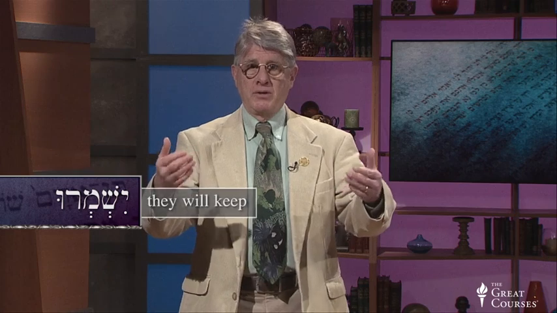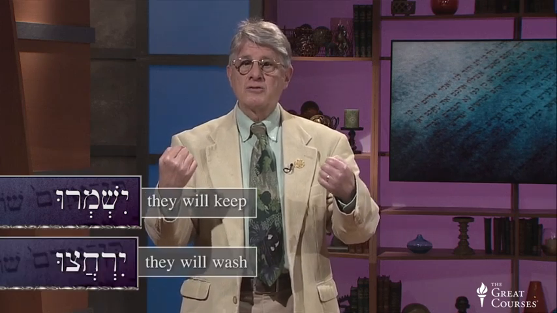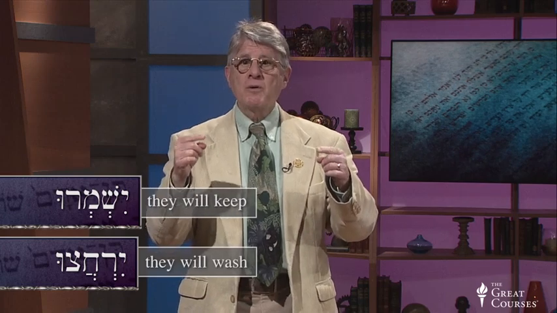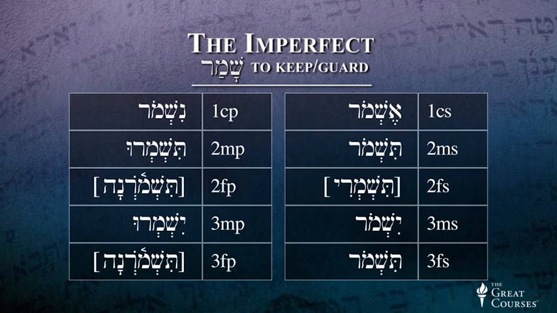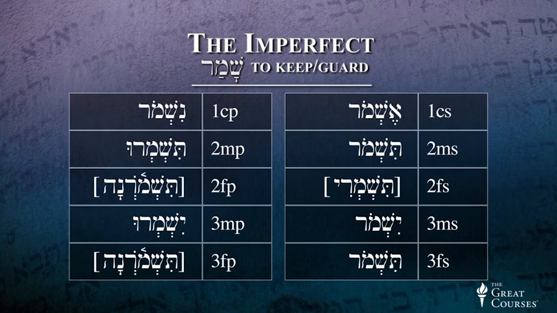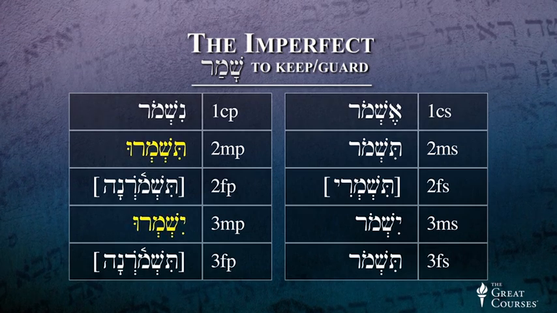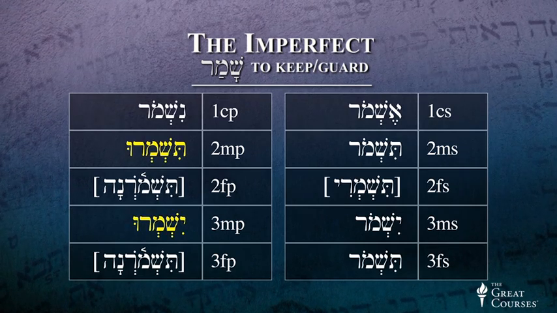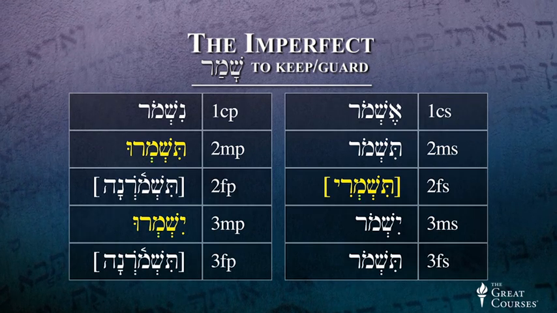Now the second radical, also doing what we've seen it do in the other forms, like tzachaka. Example, they will keep, yishmeru. They will wash, yirchatzu. Compound shva replaces simple shva. Look at the paradigm of shamar to see where that's going to happen. Second and third masculine plural, tishmeru and yishmeru. And second feminine singular, tishmeri. The three forms where there's a shva under the second radical.